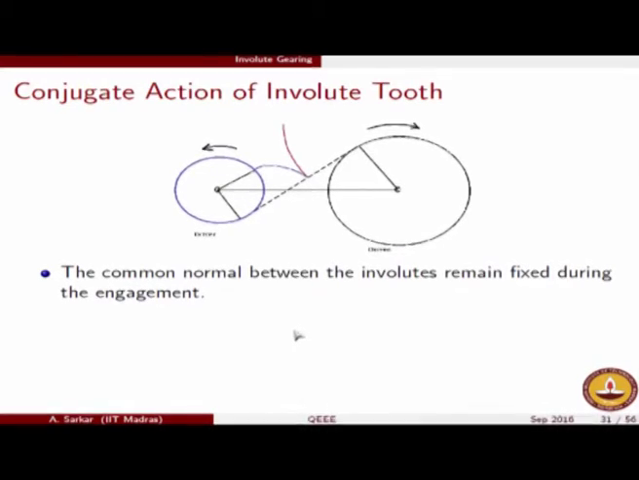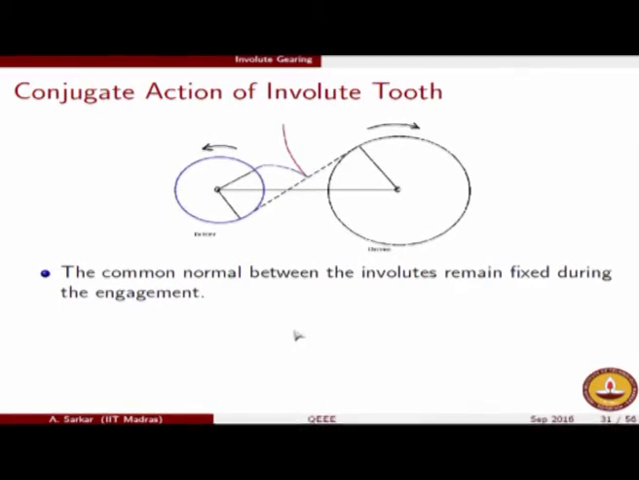There is no chance that the common normal will change, because what is the common normal? The common normal is exactly the cross belt between the two pulleys. The cross belt has not changed because the pulleys have not changed. So therefore, the common normal of the two involutes has not changed.